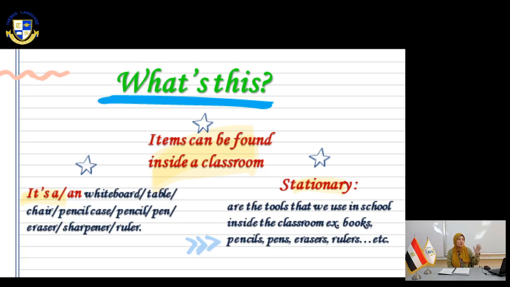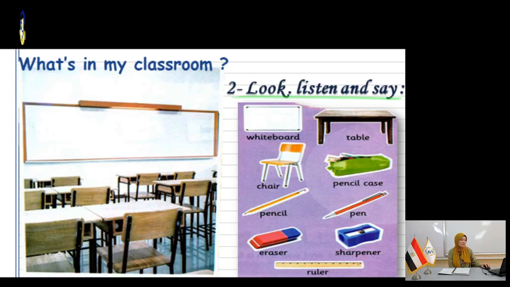Now, all those tools that we use inside the classroom in order to learn are called stationery. The pencil case is a stationery. The pencil and the pen are stationery. The ruler, the eraser, and the sharpener are stationery. So stationery are tools that we use in the classroom or in the school, for example, books, pencils, pens, erasers, and rulers, and so on.